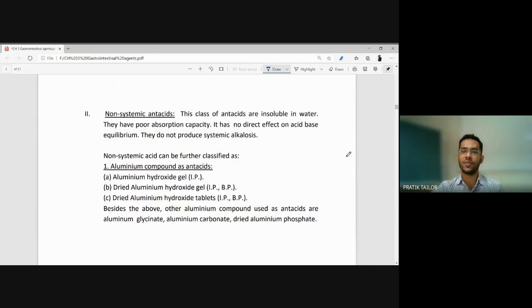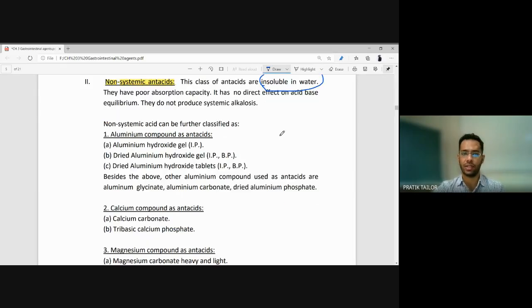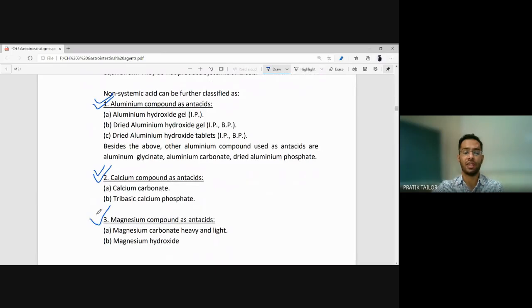Then the other class is non-systemic. These are not soluble in water. They won't be absorbed from the stomach, and they won't have that side effect of systemic alkalosis. Then they are classified further depending on the salt type: either aluminium containing, calcium containing, or magnesium containing antacids.